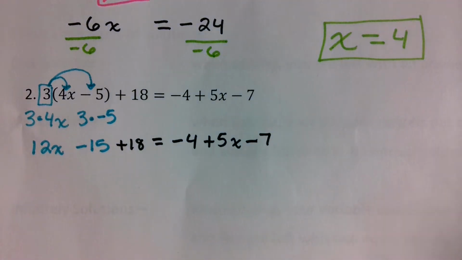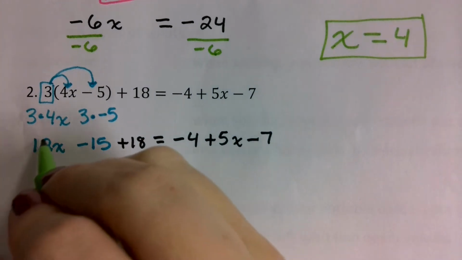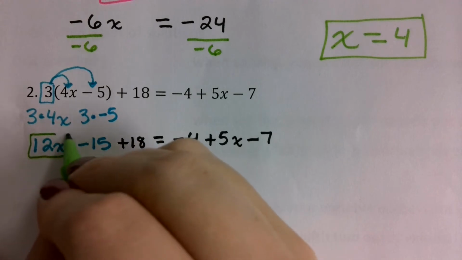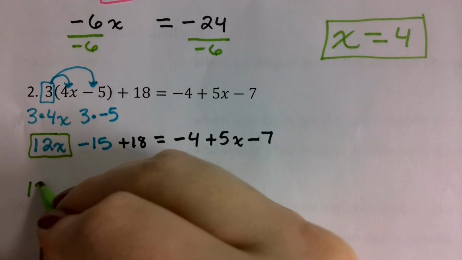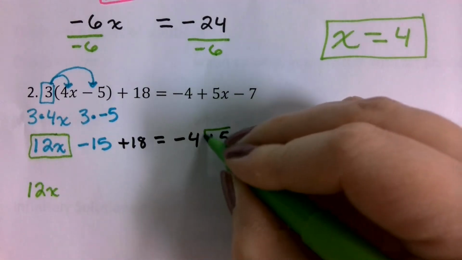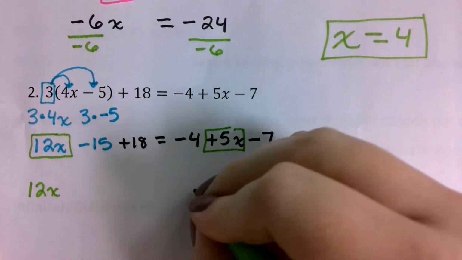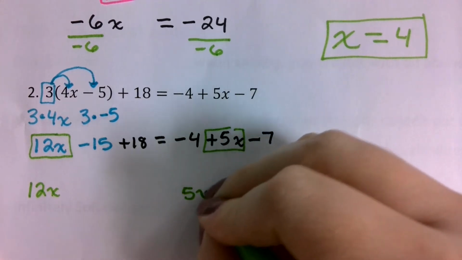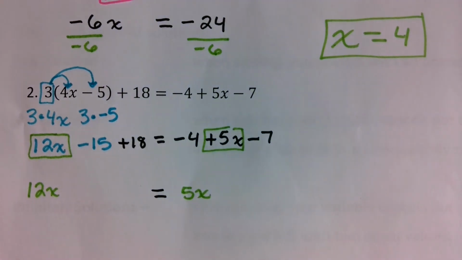Okay, from here we now move on to combining those like terms. On the left side, we have only a single term of x, so we can just write that as 12x. On the right side, we also only have a single term of 5x, so we can just write a positive 5x. Okay, now I focus on my variables, my constants.